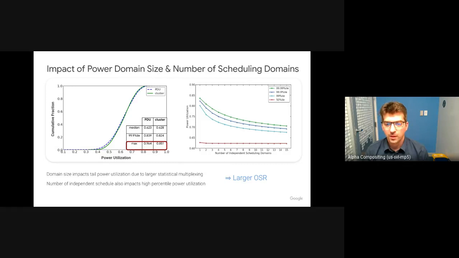Larger power domains also make it possible to place multiple scheduling domains in the same power domain. Going from 1 to 2 scheduling domains reduces the high percentile utilization by 3 to 5%, as shown in the figure on the right. With these insights, we use cluster level power utilization in our existing fleet to project expected power utilization in the medium voltage power plane architecture.